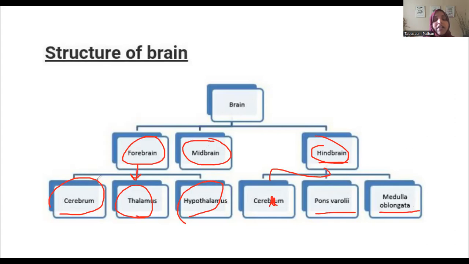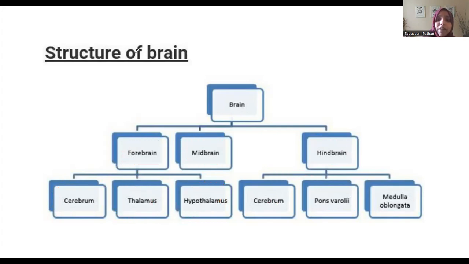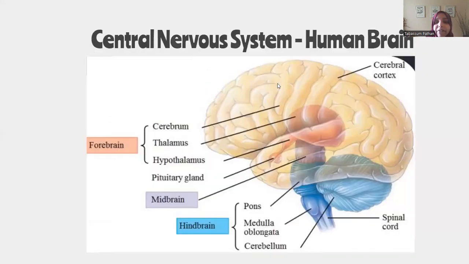Again, we will take this one by one. So the brain has three parts: forebrain, midbrain, hindbrain. Under forebrain, you have cerebrum, thalamus, hypothalamus that we will be covering in the first videos. Then the midbrain and then the hindbrain. Hindbrain has cerebellum, pons varolii, and medulla oblongata. Some of the names you might be aware of, and some you might not. So let's begin with the brain first.